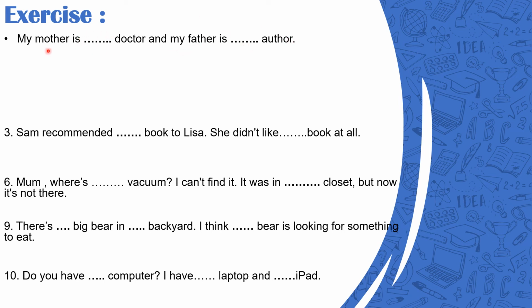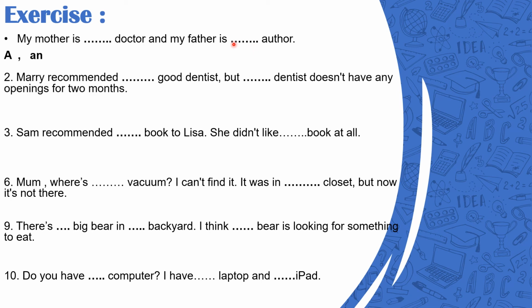Here, my students, we mentioned this information for the first time, so we have to put a or an. It depends on the letter that the noun starts with. Here we have a doctor, and author starts with a vowel, so an. So my mother is a doctor and my father is an author.